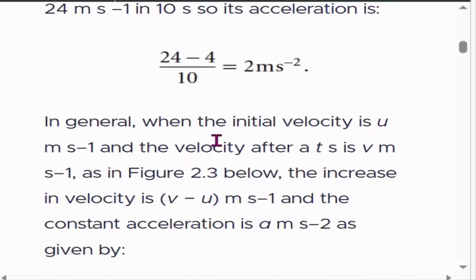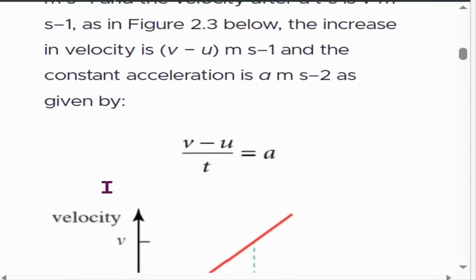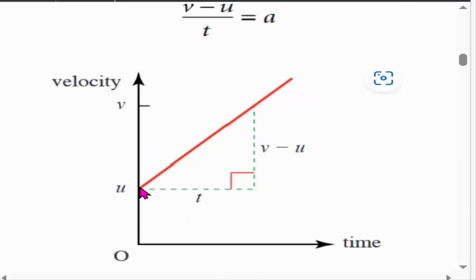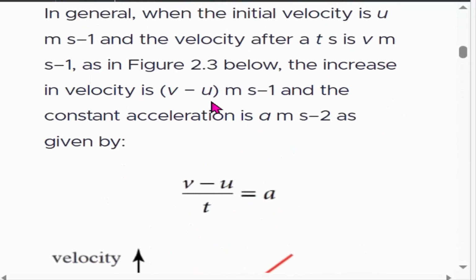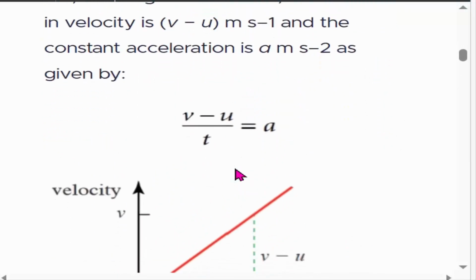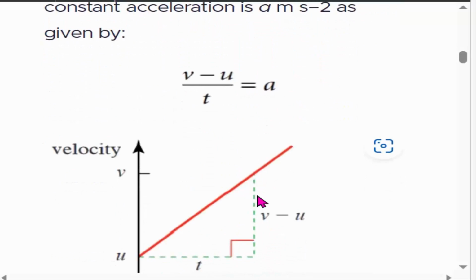In general, when the initial velocity is u meters per second and the velocity after t seconds is v meters per second, as shown in figure 2.3 below, initially the velocity is u, and after t seconds the velocity will increase up to v here. It is constant acceleration again. So the increase in velocity is v minus u: velocity at t is v, velocity at 0 is u, and v minus u is the increase in velocity, divided by the time taken.